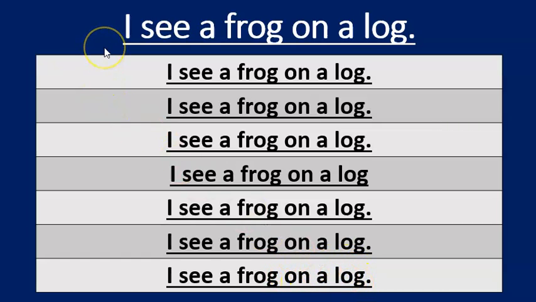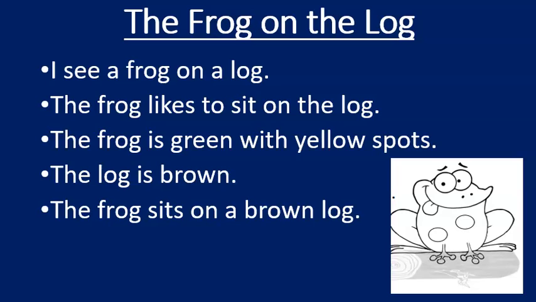Good job. Now, boys and girls, let's read the first sentence together again. Here we go. I see a frog on a log. Now let's come back up here. Ready? Okay. We're going to read the title together and then we're going to read the sentence and then we're going to break these sentences apart again. Ready? Here we go. Read the title. Go. Read the first sentence. Go.